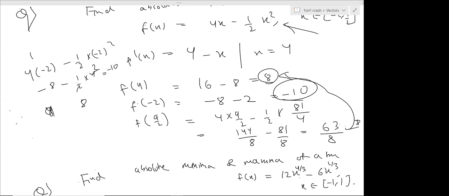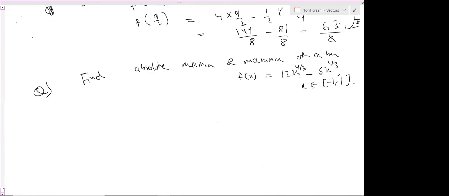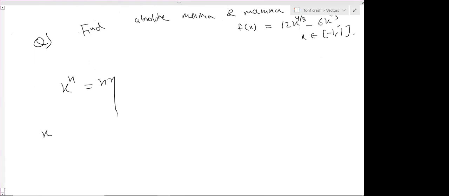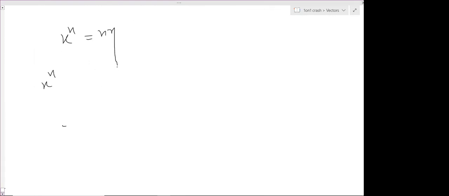Do we have to use log here? No, you can simply differentiate, right? You remember how to differentiate this function, x to the power n? Yes, x to the power n differentiation is n x to the power n minus 1. All right. So the question, let me write the question.